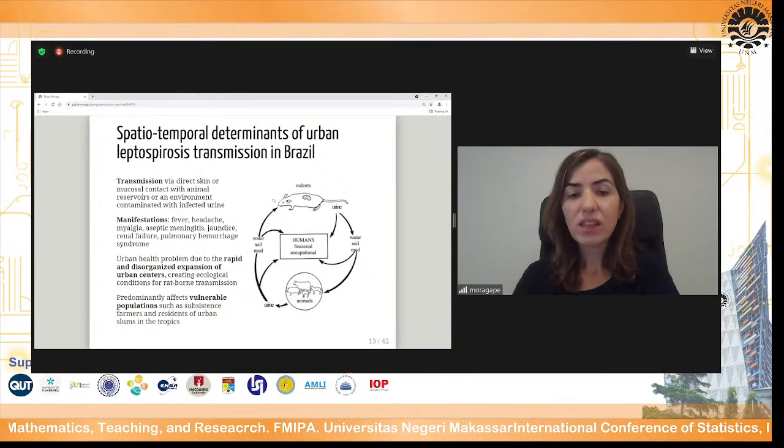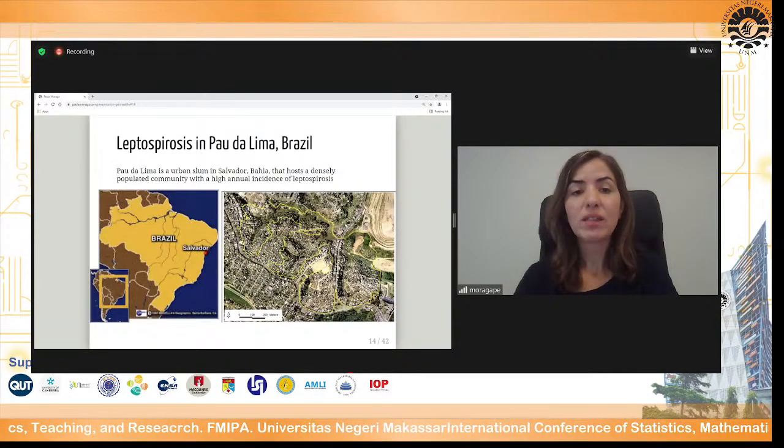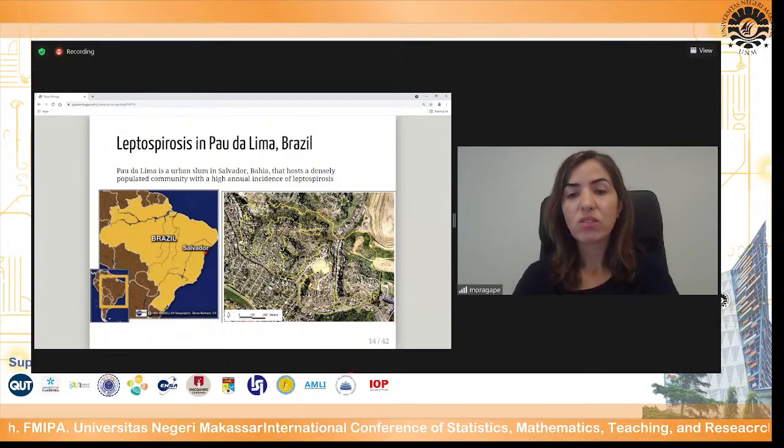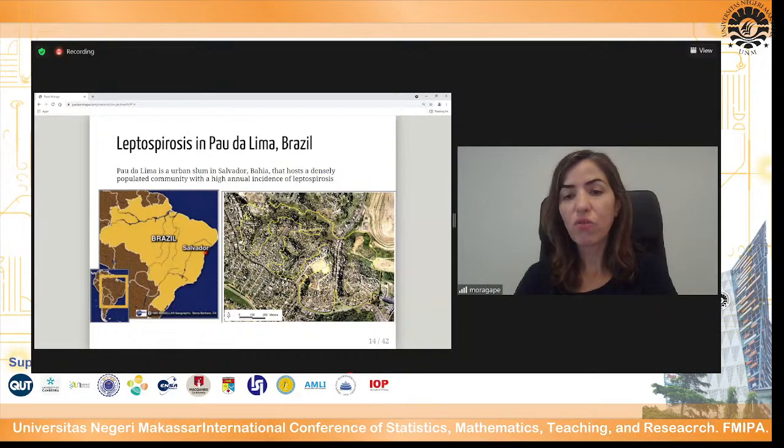In this study, we analyzed leptospirosis in Pau da Lima. Pau da Lima is an urban slum community in Salvador de Bahia in Brazil that hosts a densely populated community with a high annual incidence of leptospirosis. So here we see an aerial photograph of the region. So we have 4 valleys.